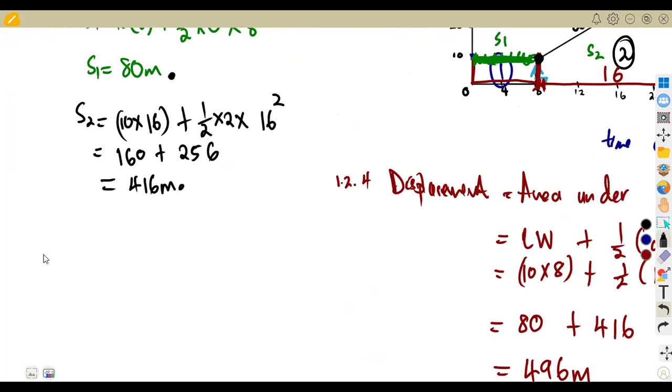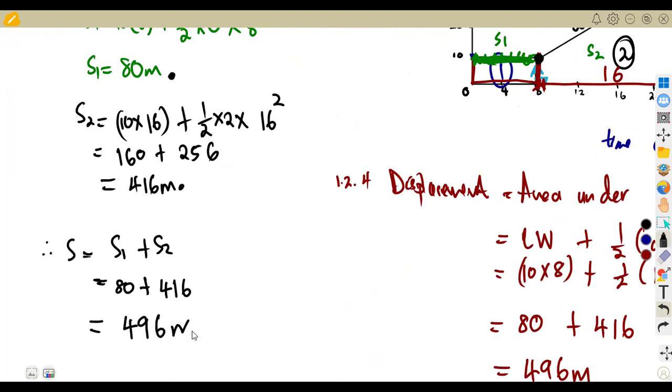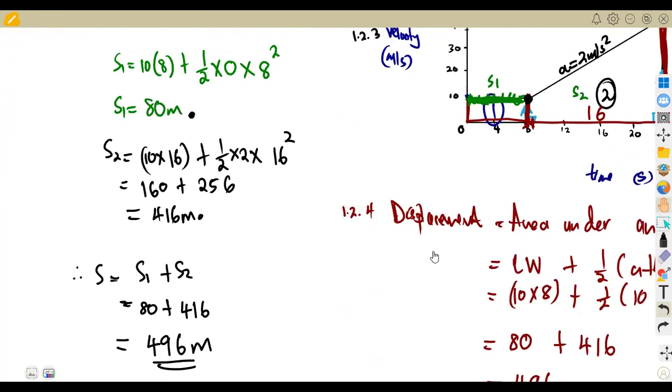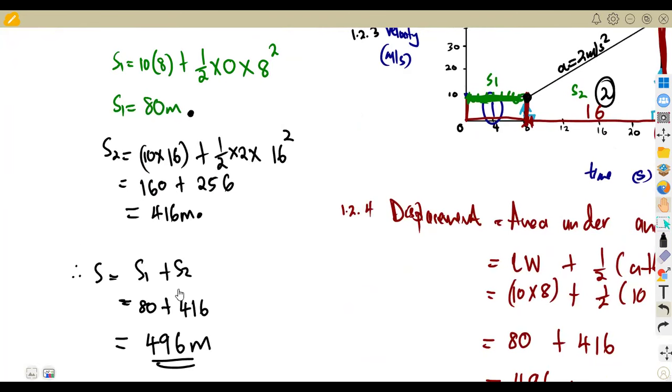So it means that if we add S, it's going to be S1 plus S2: the first displacement, 80, plus the second displacement of 416. That is going to give us 496 meters. So you can see that we could have calculated the same displacement in different ways. Using the formula, you are supposed to understand how the formula operates.